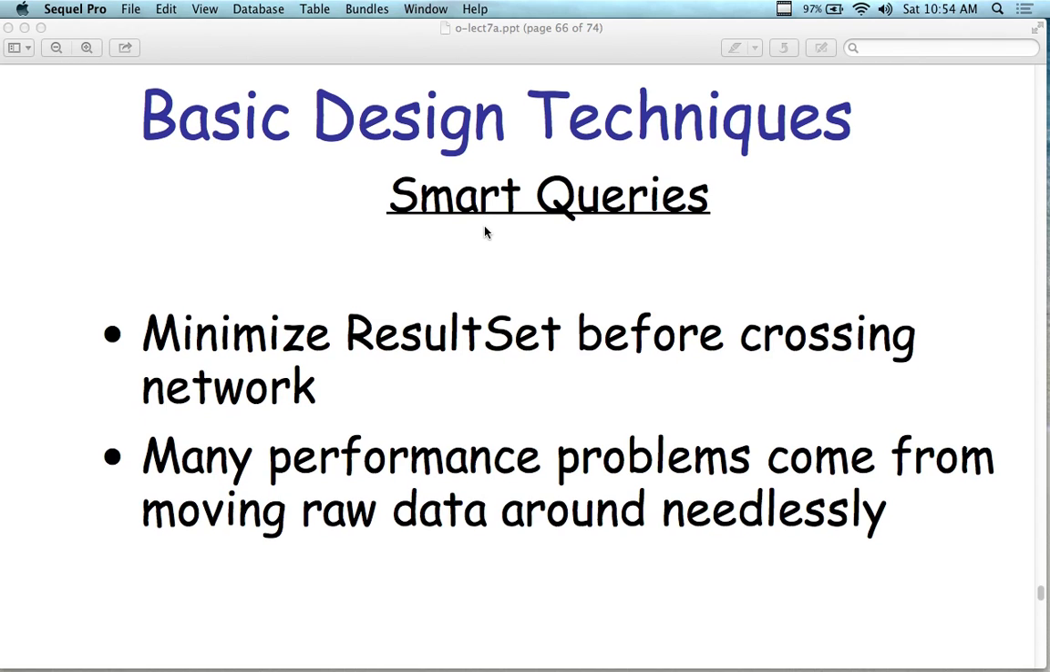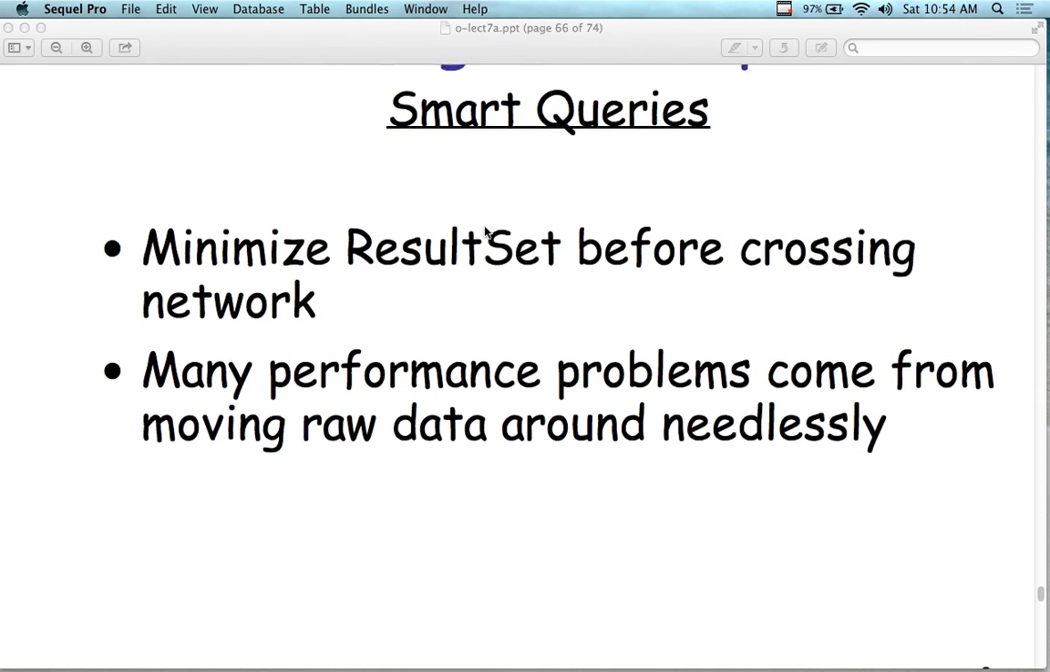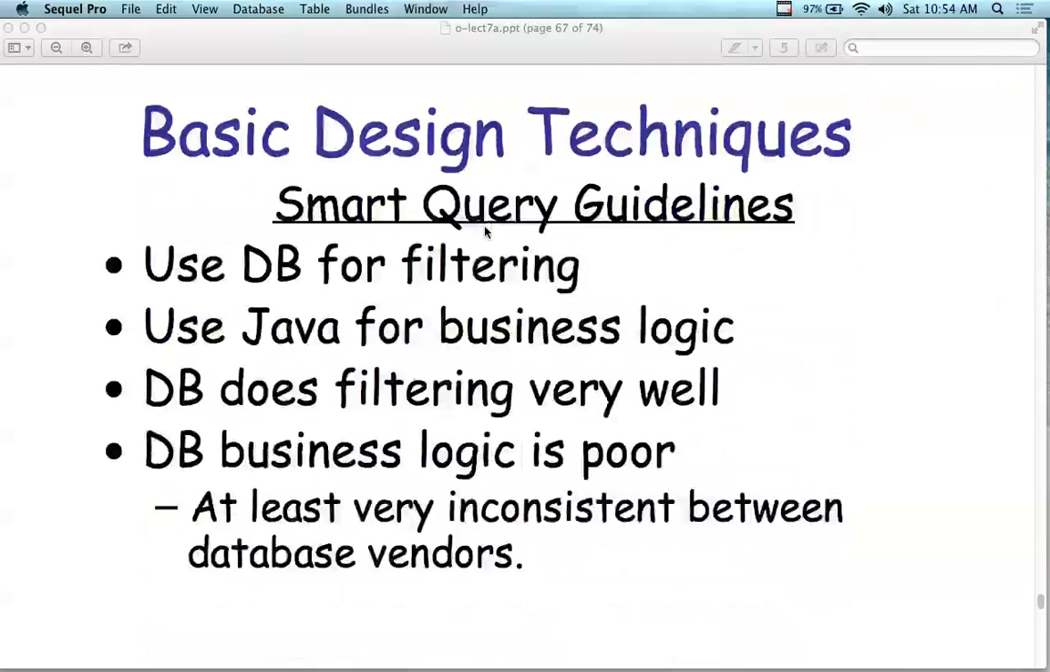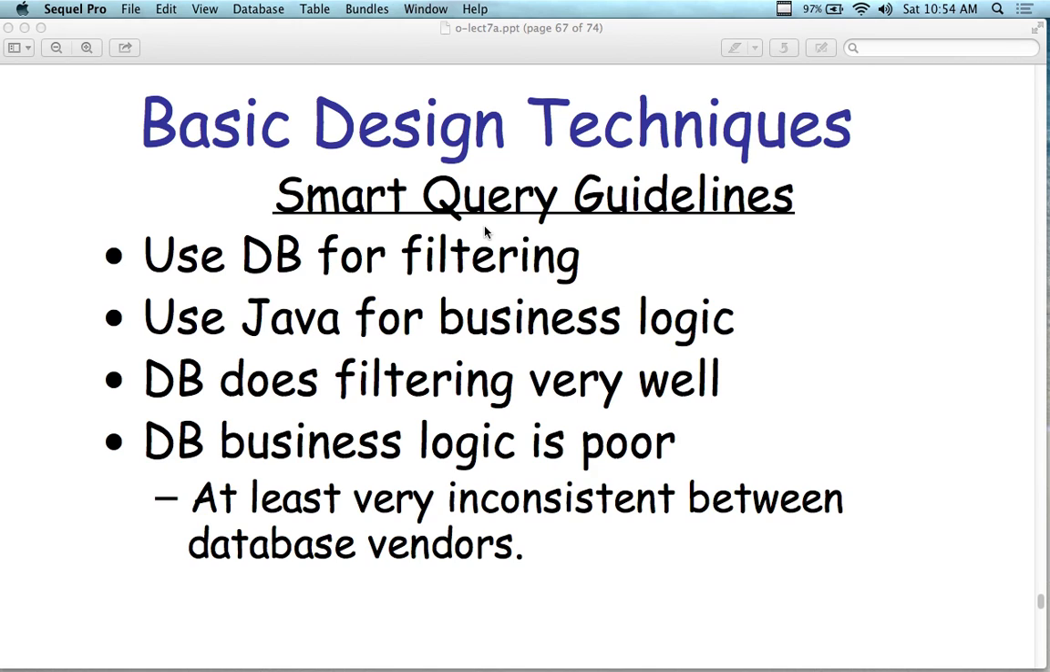So minimizing the result set before crossing the network. Yeah, why send back 50 records when you only need 1 or you only need 2 or something? Many performance problems come from moving rows of data around needlessly. Or how about running a query when you don't need to run the query, which is the part that I've never quite understood. Why create a user account when you haven't actually purchased anything yet, when you're not going to purchase something? Why update the user account?